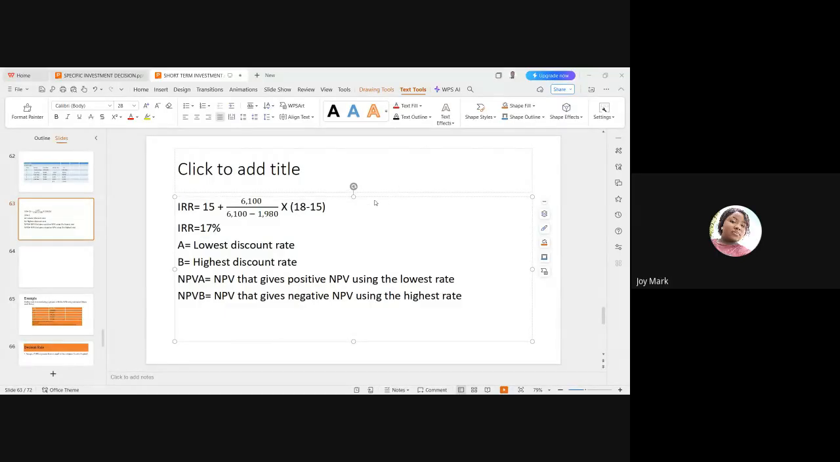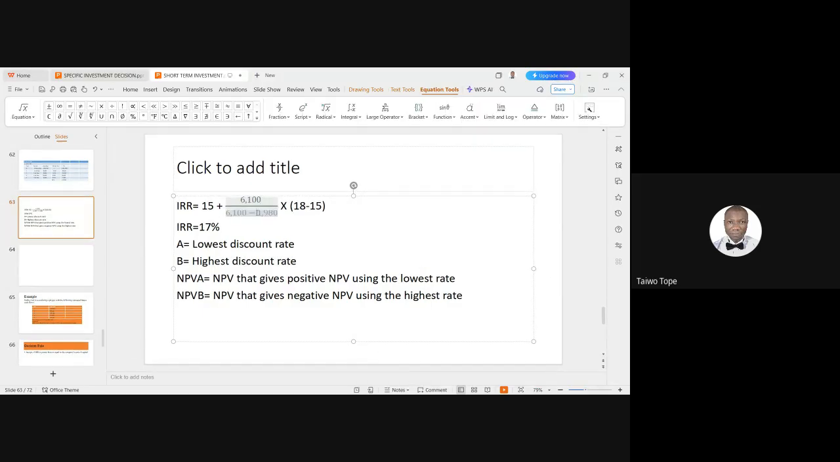I'm even ashamed of myself solving this because it looks like a childish question. For the 18%, we had a negative value of 1,980, but underneath, 6,100 share is minus, let's say minus 19,980. So it's minus minus. So the result should be positive here. This should be positive. Thank you for that.